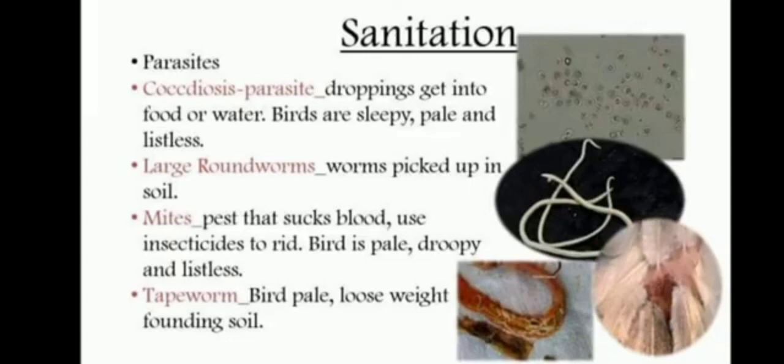Next is large roundworms. Worms are picked up in the soil. And mites are pests that suck blood; use insecticides to get rid of them. These pests suck the blood and weaken the chickens, so they have no energy to move around.